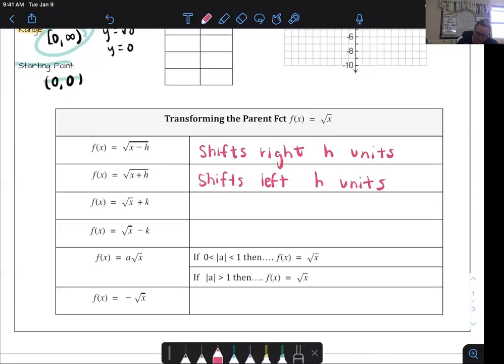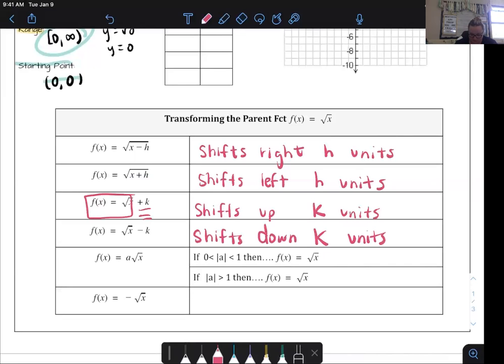Then if I take the whole function and I add k to it, because I'm adding a number directly to the y values, then my graph is going to shift up that many units. So what's going to happen when I subtract k from the entire function? So I'm subtracting k from the entire function. We're going to shift down that many units. I just realized I wrote an h there and meant to write k. We're shifting up k units, we're shifting down k units.